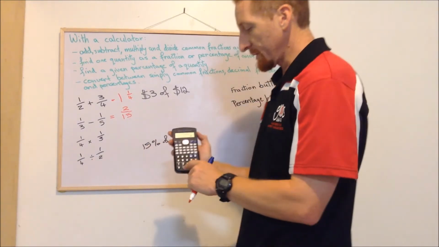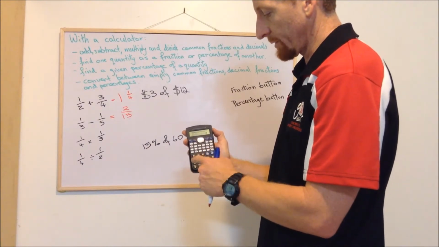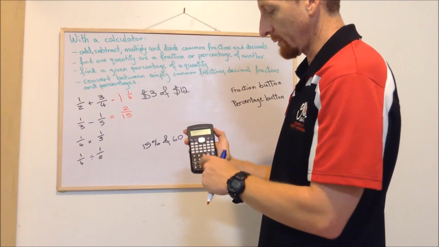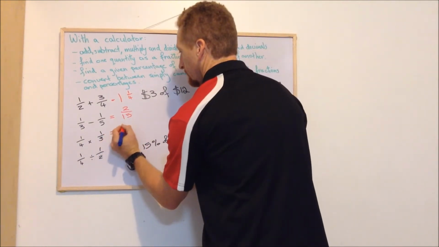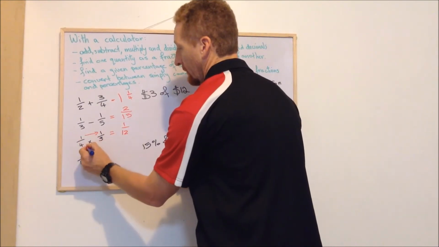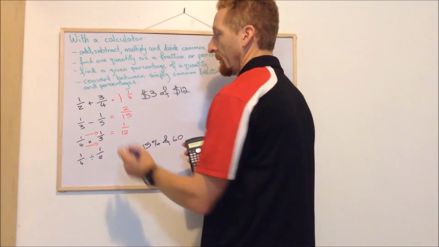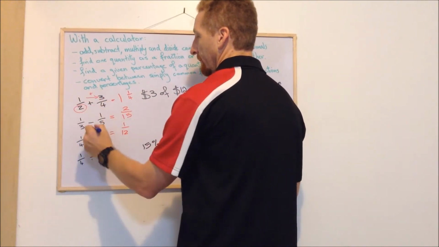When we multiply, it's the same process, always the same process. 1 fraction button 4, making sure we press the multiply button, 1 fraction button 3, so 1/12. When we multiply fractions, we simply multiply the top, multiply the bottom. When we're adding, we find common denominator, and then we just add across the top.